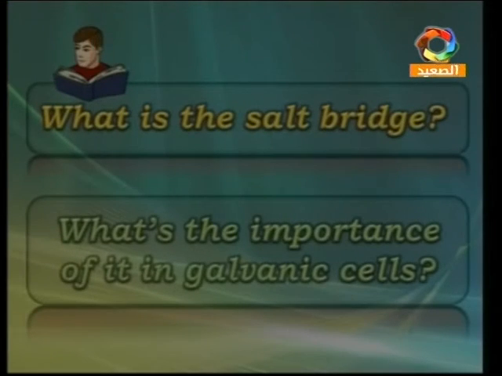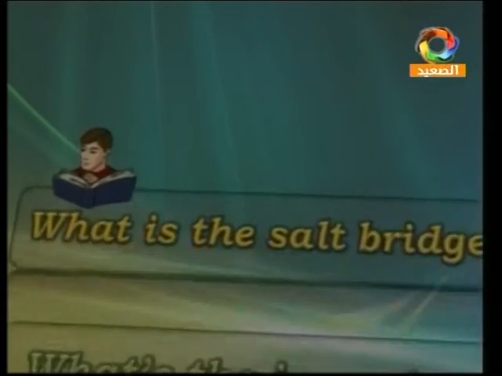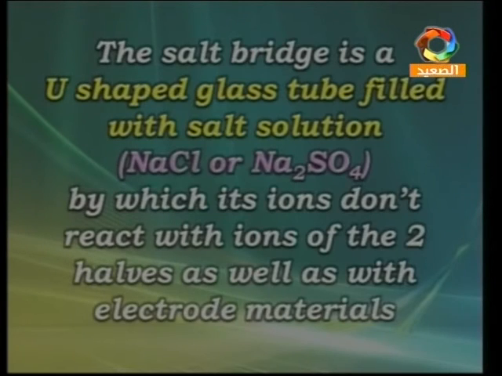So we have another question. What is the salt bridge? What is the importance of it in the galvanic cells? It's a very important question. The salt bridge is a U-shaped glass tube filled with salt solution, NaCl or Na2SO4 or potassium chloride, any type of salt, whose ions don't react with ions of the two halves of the cell, nor with electrode materials.